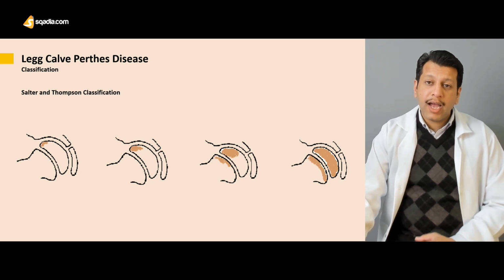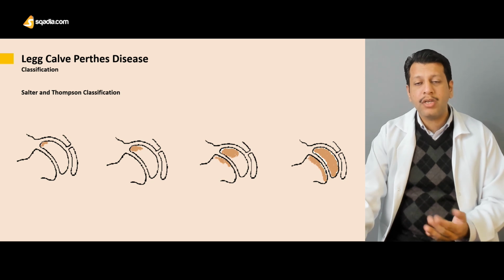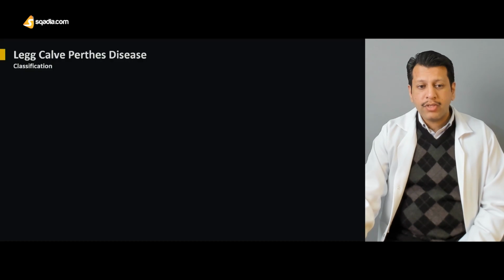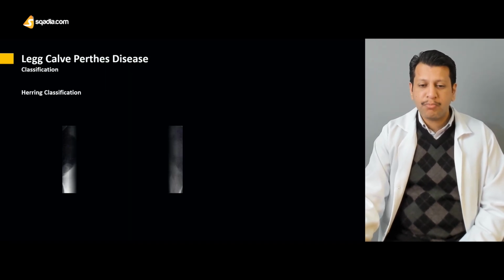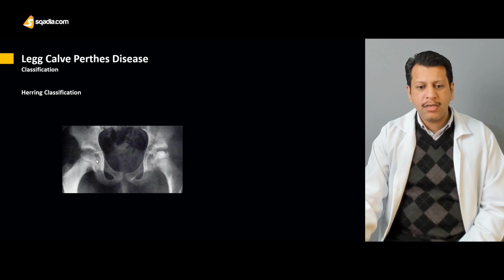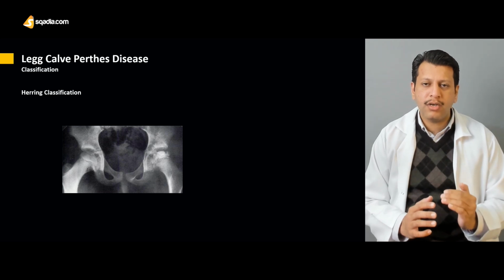So we needed something else with which we can diagnose the prognosis of the disease exactly. And for that came the Herring classification, which is the lateral pillar classification. If you see, this is the normal head on the right side. It can be divided into 3 pillars. This is the lateral most pillar, this is the middle pillar, and this is the medial most pillar. The concept is how much the lateral pillar has gone down.